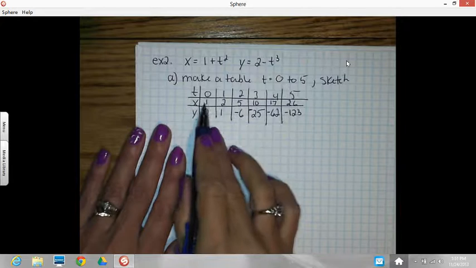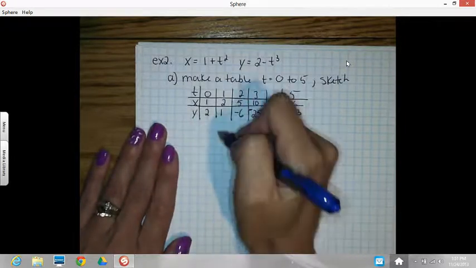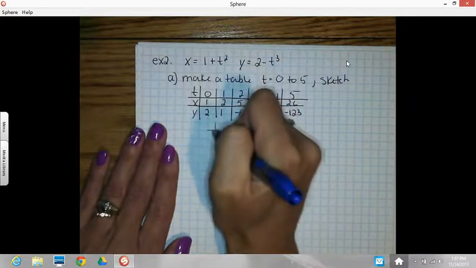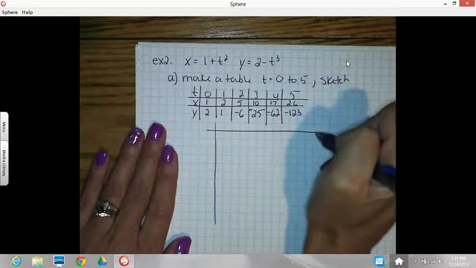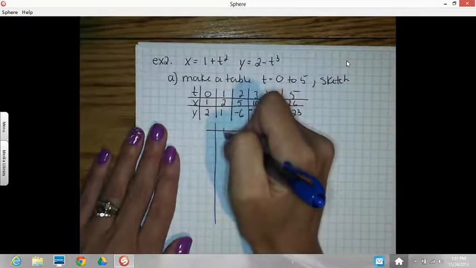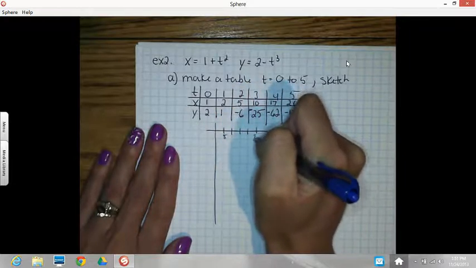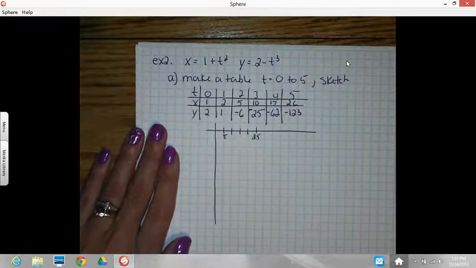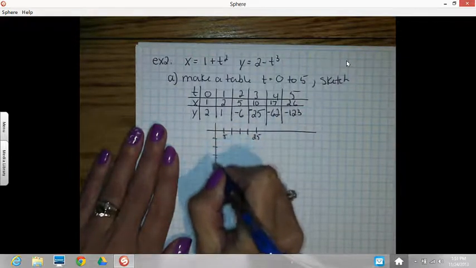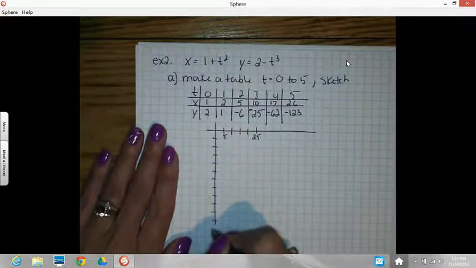So x's are going from 1 to 26, y's are going from 2 to negative 123. So let's see, I think I will go by 5s here: 5, 10, 15, 20, 25. Well, let's see, I'll go by 10s here: 10, 20, 30, 40, 50, 60, 70, 80, 90, 100, 110, 120.